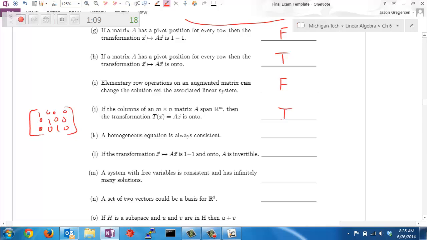Next one, a homogeneous equation is always consistent. Now you can change your answer, so you can just change it. I don't have to stop it and restart it. You can just re-enter here. A homogeneous equation is always consistent.